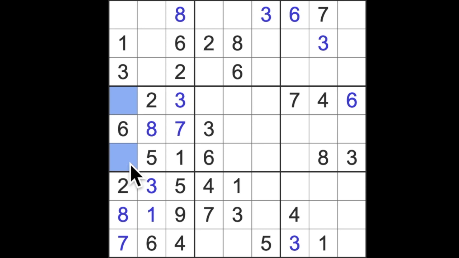Okay, so missing digits in these 2 squares have to be 4 and 9, and we have a 4 blocking all the way across here. So the 4 goes here, and the 9 is the last number we need for this particular block.